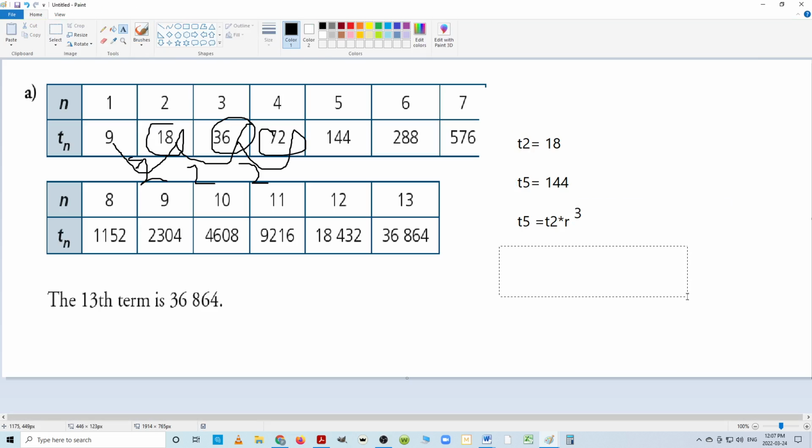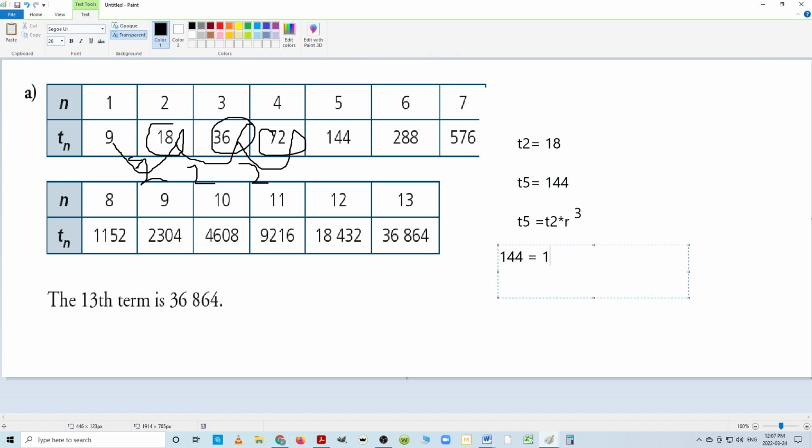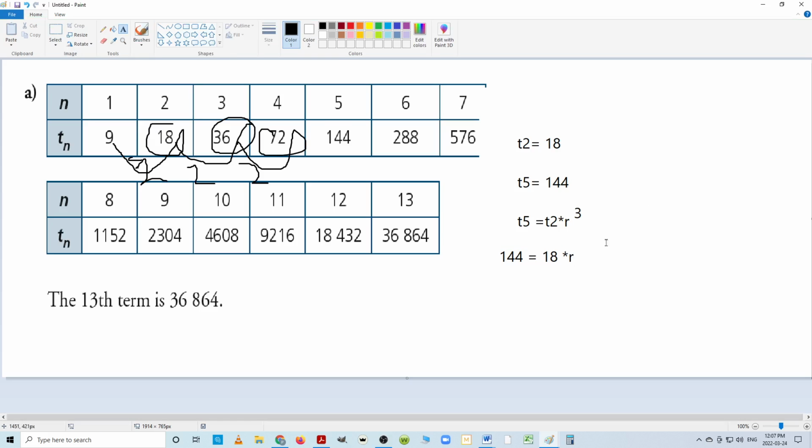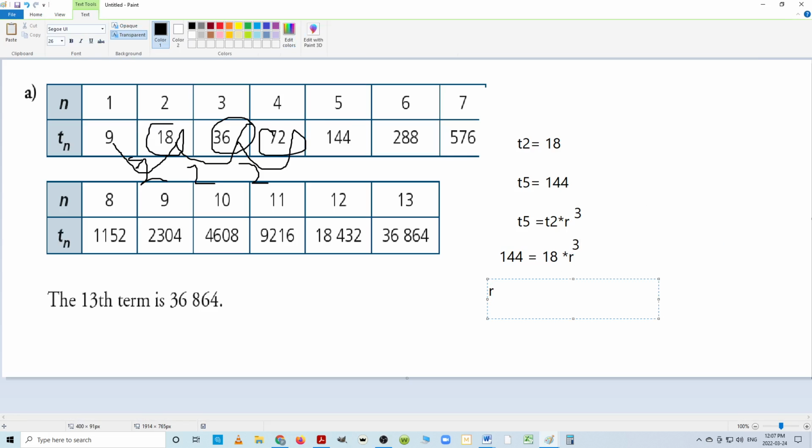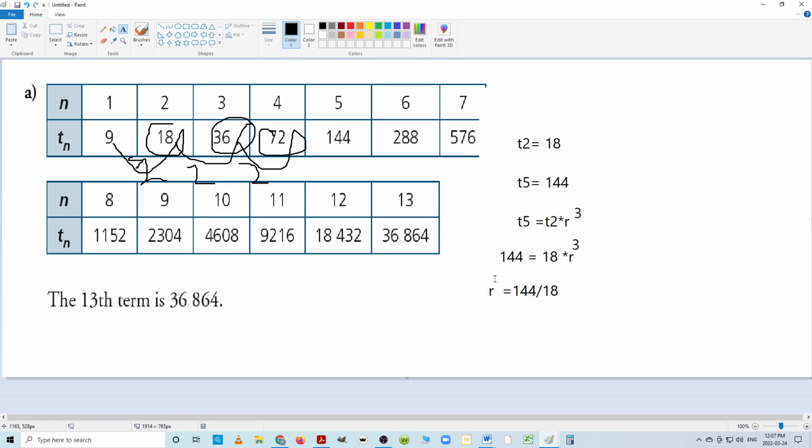Well, they gave you term 5, and they gave you term 2. You just don't know the ratio. You do know it's got a ratio because they told you it was a geometric sequence, which means r cubed is going to be equal to 144 divided by 18. All I have to do is figure out what 144 divided by 18 is.